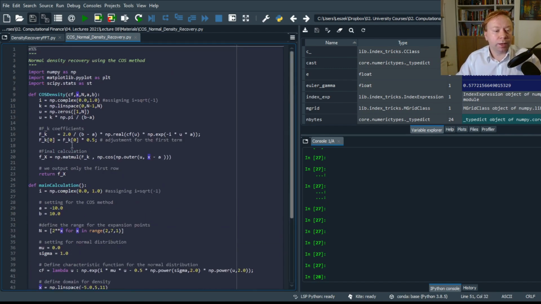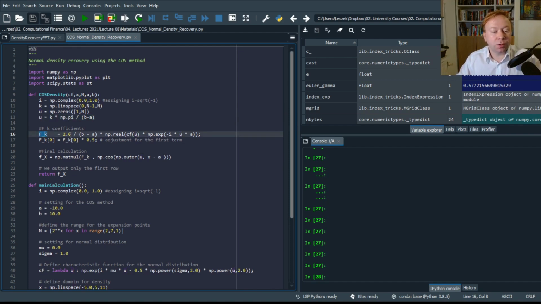This is the first part. As you can see in the COS method, once you want to recover a density using the characteristic function, it's only a few lines. The first line, of course, defines the complex number. Then we define a grid for the number of terms in the expansion, the number of arguments for the characteristic function. This is u, which is also a specified parameter. It's a scaled parameter. Remember, maybe we had k over times pi, and then we had this range. This comes from the scaling, the variable change in the integration.